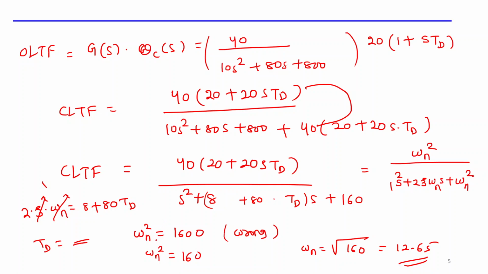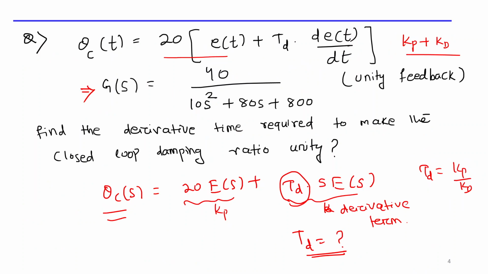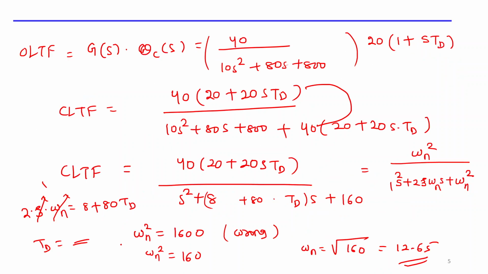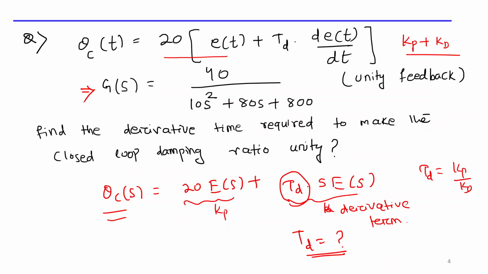Once you solve this, what is the value of Td? In the question he is asking us to find the derivative time required. Derivative time is nothing but Td. So it is 0.216. If a further question asks you to find the system gains Kp and Kd, then you use the relation Td equal to Kd by Kp, because Kp is the reference.